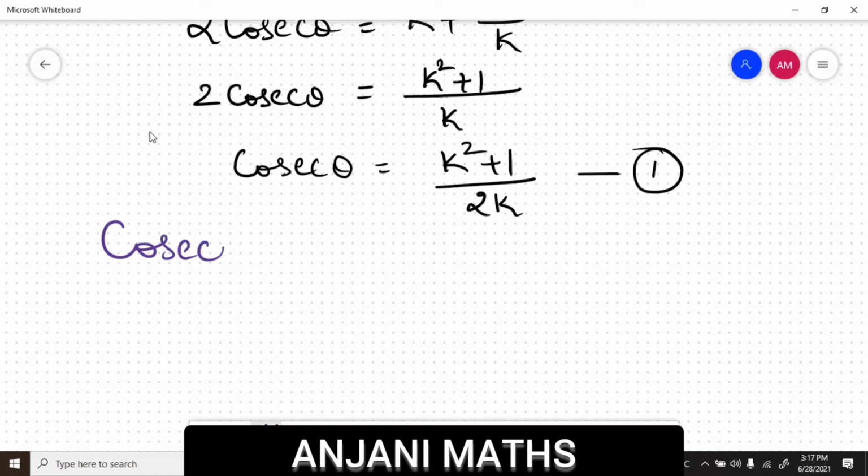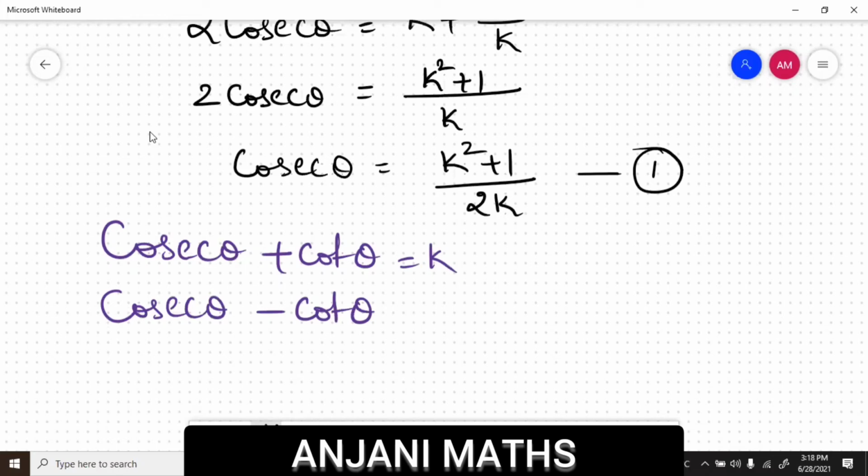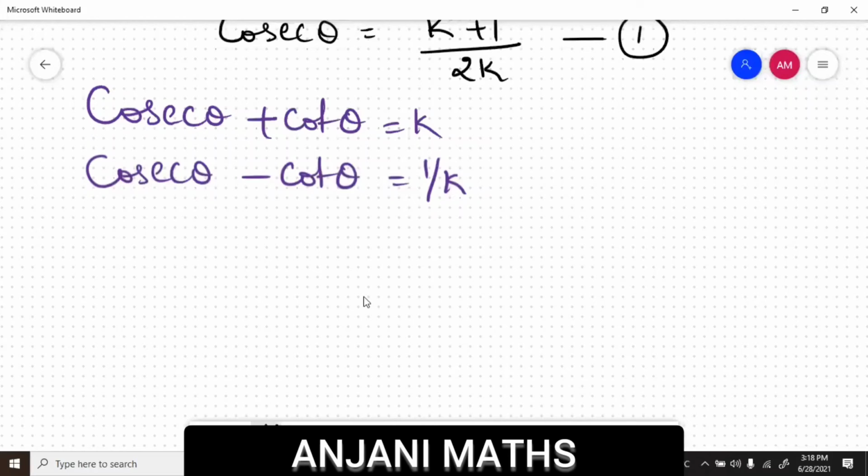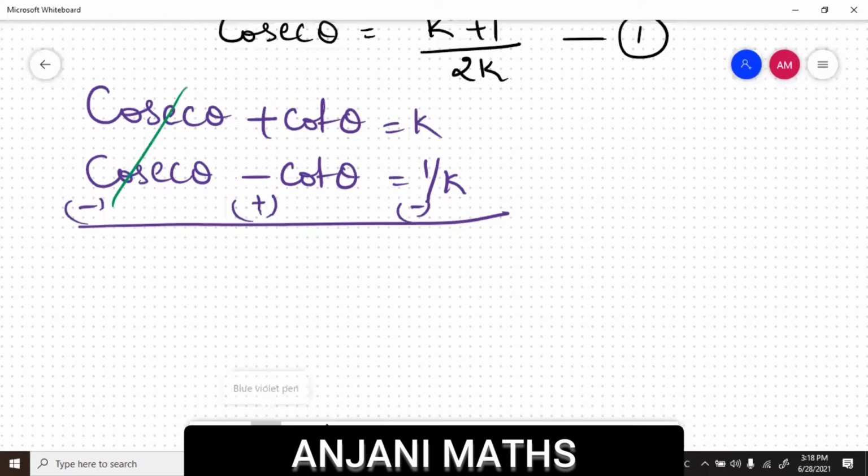Next, again we take the same equations. Cosecant theta plus cot theta is equal to k. And the next one, cosecant theta minus cot theta is equal to 1 by k. Now we are subtracting the second one from the first one. If we subtract, the sign will be changed, so these two terms get cancelled. So what we got? Cot theta plus cot theta is nothing but 2 cot theta.